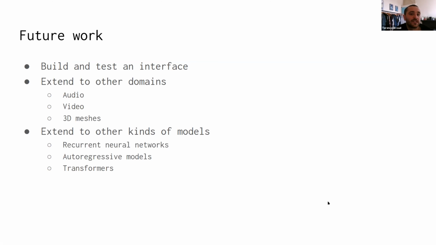We also want to extend it into other domains. It has already been extended into audio, but I think there's more scope for extending it into more kinds of audio and also other kinds of models. Recurrent neural networks, autoregressive models and transformers are all different architectures that have different kinds of properties. And I think applying network bending to different kinds of models, instead of feed-forward models like StyleGAN, would produce some really interesting results. So that's something I'd like to do in the future.